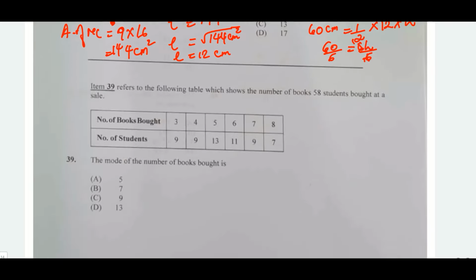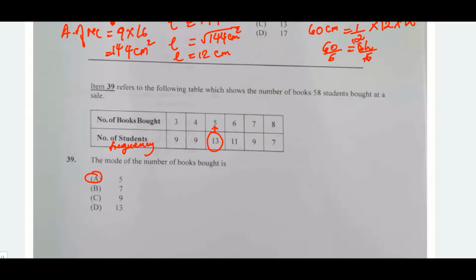Number 39. Item 39 refers to the following table, which shows the number of books 58 students bought at a sale. So these are the number of books, and this is the number of students, or we could say the frequency. The mode of the number of books bought is the number of books that has the highest frequency. The highest frequency is 13, so the modal number of books is 5, because 13 students bought 5 books. Alright, so the mode is 5.